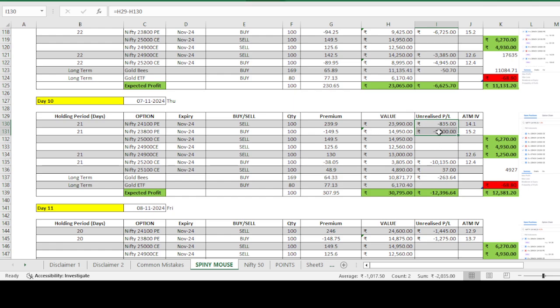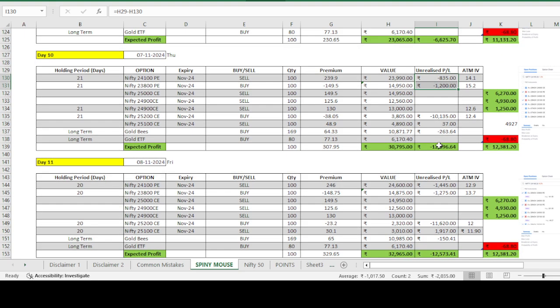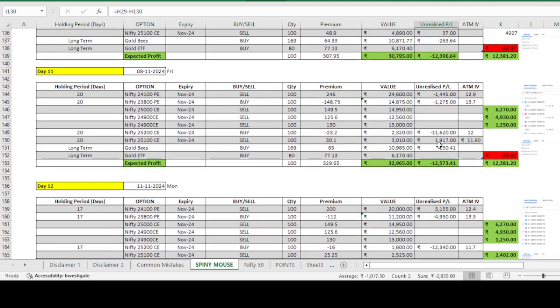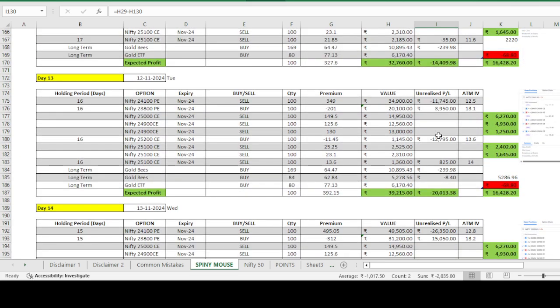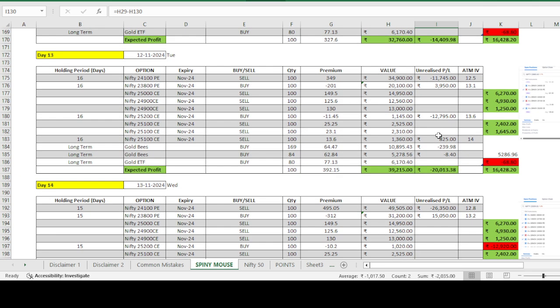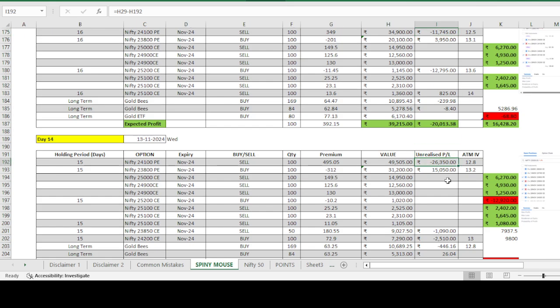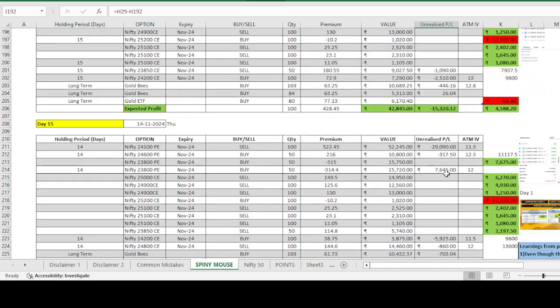And still, when I got the option, I was still holding the position. But what happened later is that it broke in the downward side. It went to minus 12k, minus 26.5k. Now it's around minus 29k.